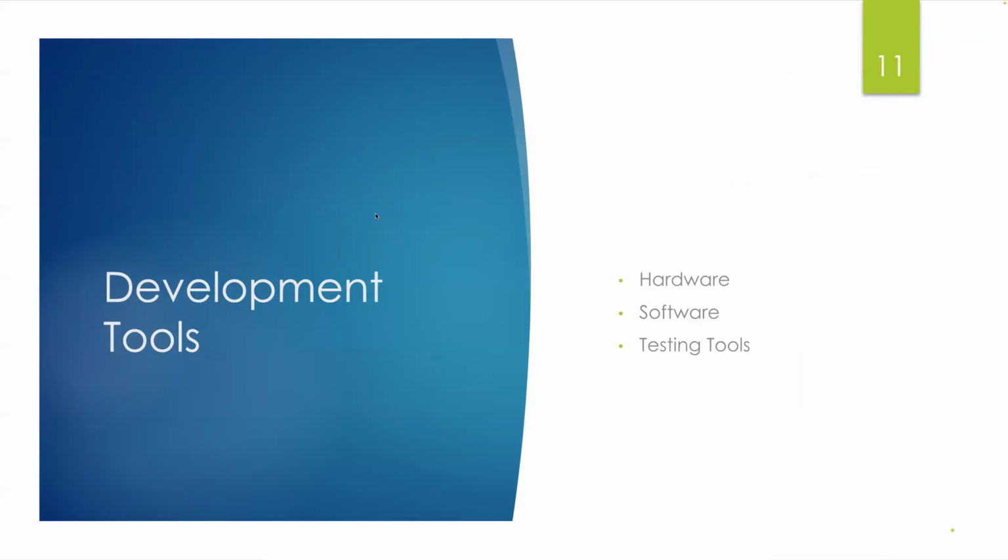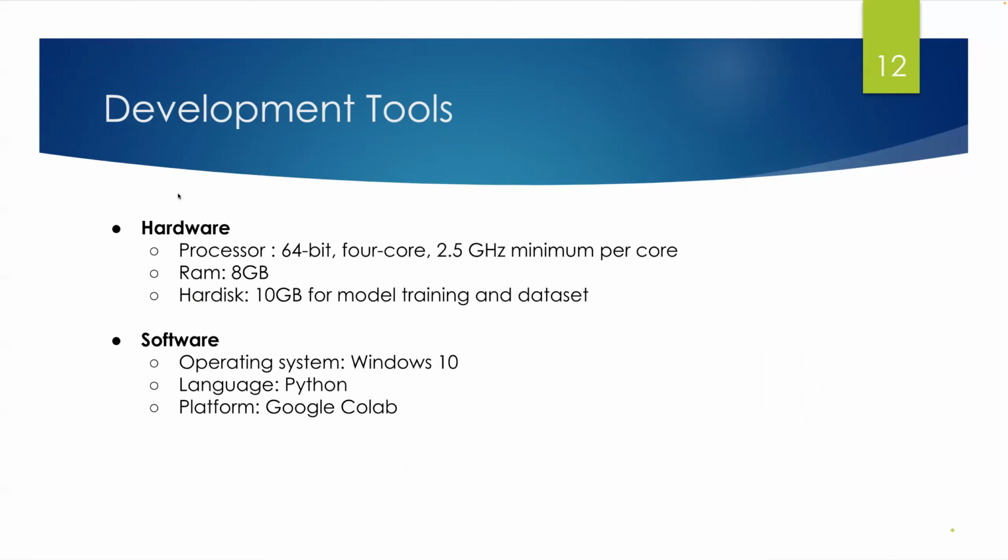So we are using the following development tools. For the development, we need hardware which must have a 64-bit processor with 4 cores, 2.5 gigahertz minimum per core, RAM 8 GB, and hard disk 10 GB for model training and dataset. For software, the operating system should be Windows 10, or you can use any other, such as Mac OS. The language should be Python, and the platform is Google Colab.